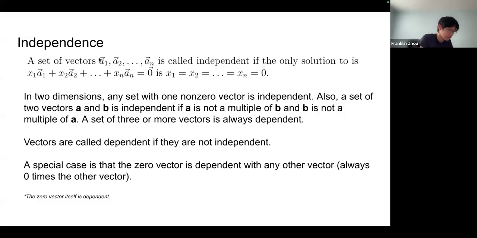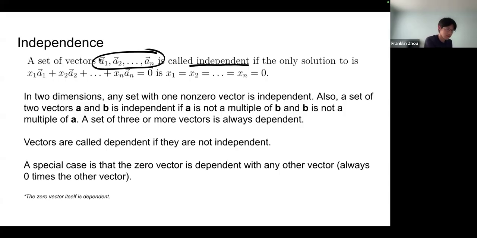Okay. I guess we'll talk about independent vectors right now. So let's say we have some collection of vectors, A1, A2, all the way to AN, and we call them independent if there's no way to choose some constants x1, x2, all the way to xn, such that they're all non-zero. So basically it's independent if the only solution is just all zeros. And in two dimensions, any set with one non-zero vector is independent because if xn is anything that's not zero, then the sum would be non-zero, which means it would fail this condition.